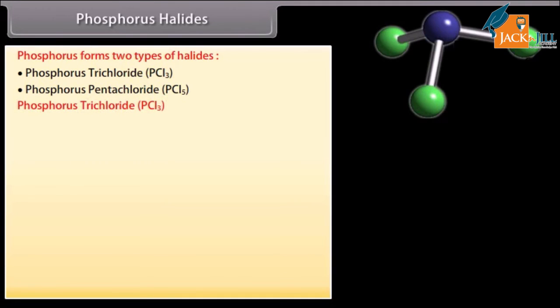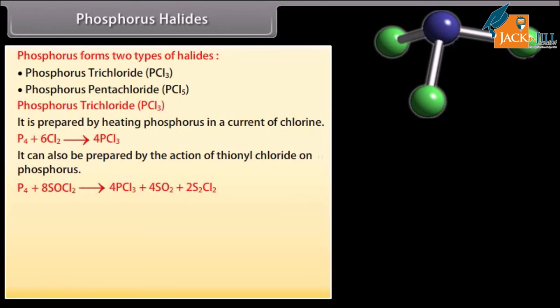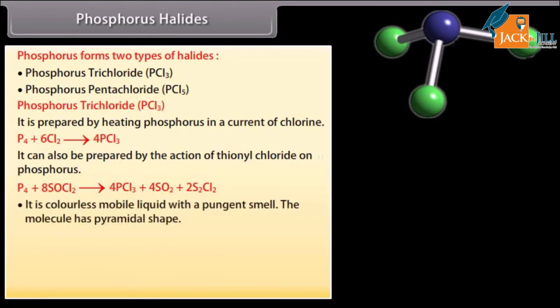Phosphorus trichloride. It is prepared by heating phosphorus in a current of chlorine. It can also be prepared by the action of thionyl chloride on phosphorus. It is a colorless mobile liquid with a pungent smell.